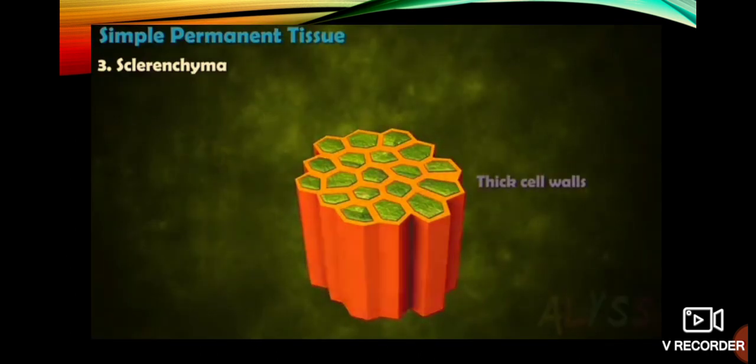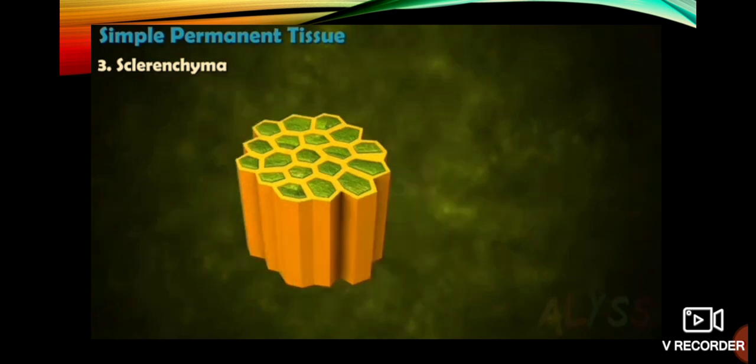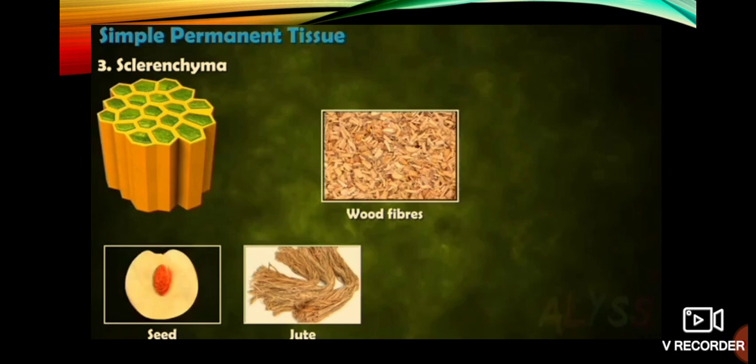They have thick cell walls and the cell lumen is lost. The main function is to provide mechanical support. They form the hard covering of seeds, jute, wood fibers and husk of coconut.